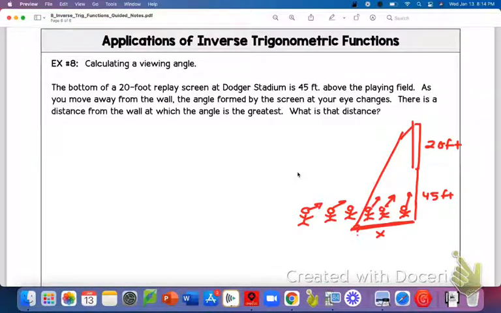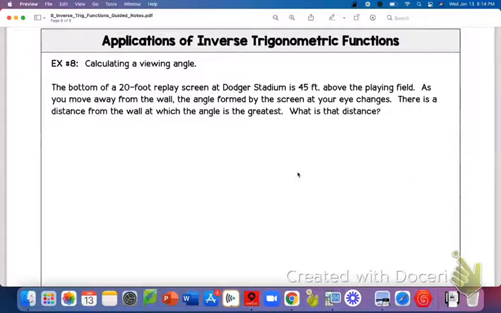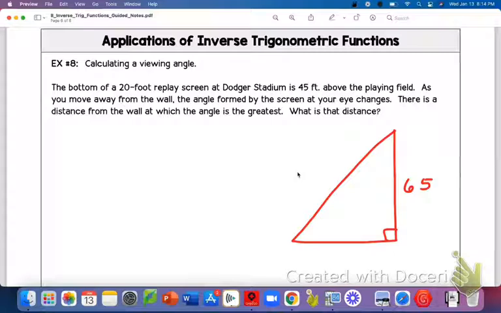So everybody kind of see what's happening there? Okay, so now I'm going to recreate this triangle. I'm going to erase that. So this is what we have happening. We've got a triangle, right angle. This whole entire length is 65 when you add it together. Top half is 20, bottom half is 45, right? We want to find this distance x.